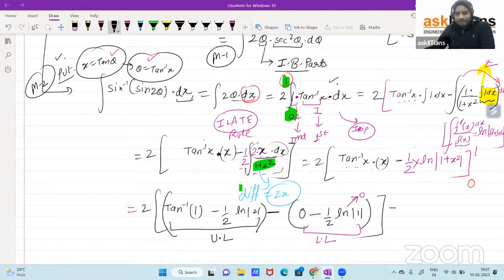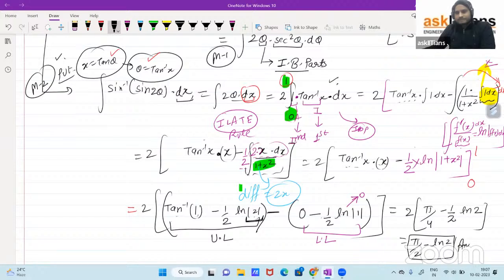So finally you will be getting 2 as it is, tan inverse 1 is pi by 4, minus 1 by 2 ln 2. No need to put mod here because 2 is a positive quantity. ln mod 2 and ln 2 are both the same. So you're getting pi by 2 minus ln 2. This will be your answer. Note it. If there is any doubt, feel free to ask. You can even drop a doubt in the chat.